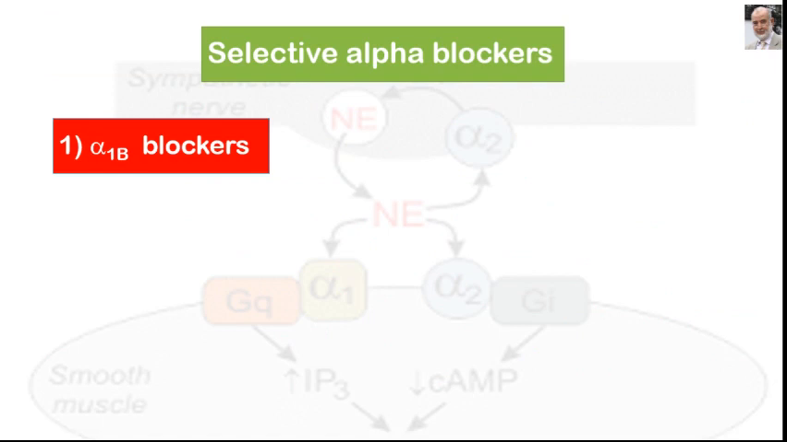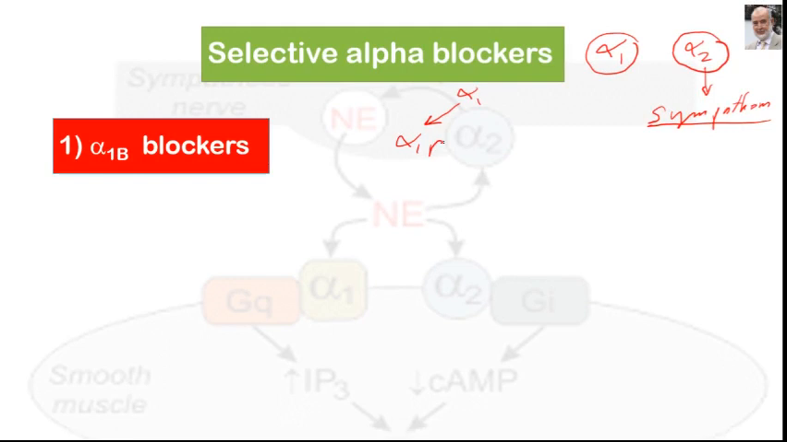Selective alpha blockers, and we have said that they can block selectively alpha-1 adrenergic receptors or alpha-2. We said that blocking alpha-2 is not sympatholytic. They are sympathomimetics. They increase sympathetic activity. Okay. So we'll talk about alpha-1 blockers. The alpha-1, as we have said, are subclassified into two major classes: alpha-1B receptors, which are most abundant in blood vessels, and alpha-1A, which are most abundant in the smooth muscles of the urinary system.